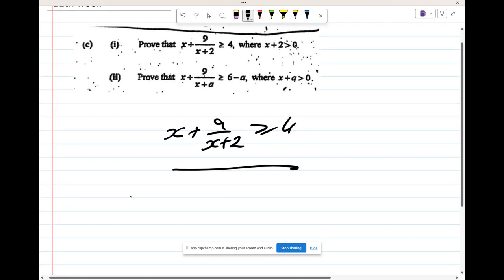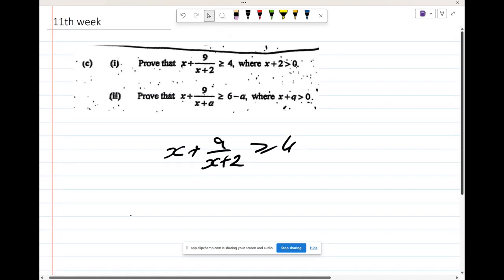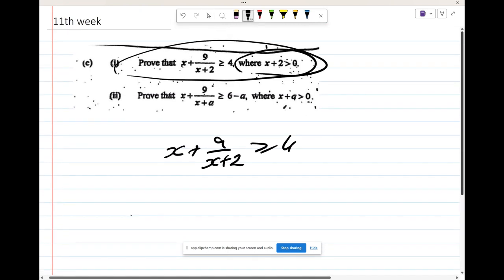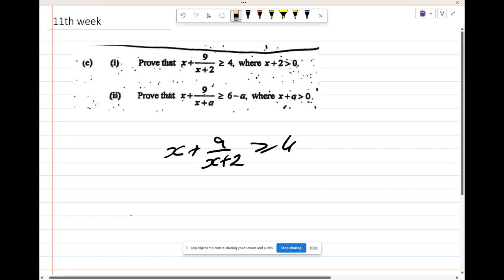And we know that when we hit a kind of wall in a question, we need to go back to the question and use something that they've given us. And they've told us that x plus 2 is greater than 0. And so what that means is, this is positive. It's greater than 0.